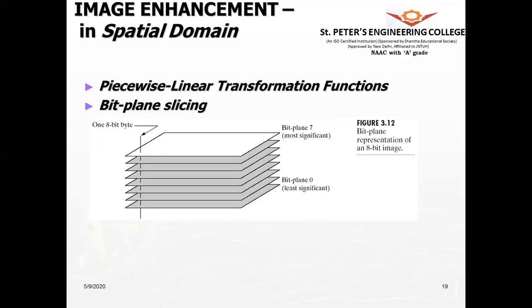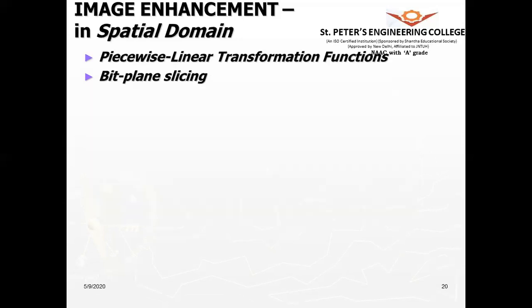So why do we use this? So that we can analyze the information content in each of the bits, and the bits having less information we can neglect, or we can compress them by eliminating them. So we can study the relative importance of each of the bits by using bit plane slicing.